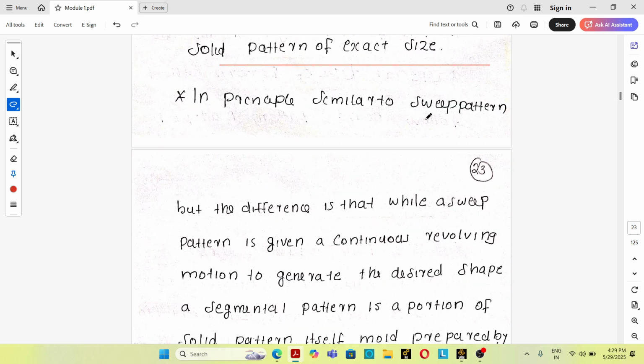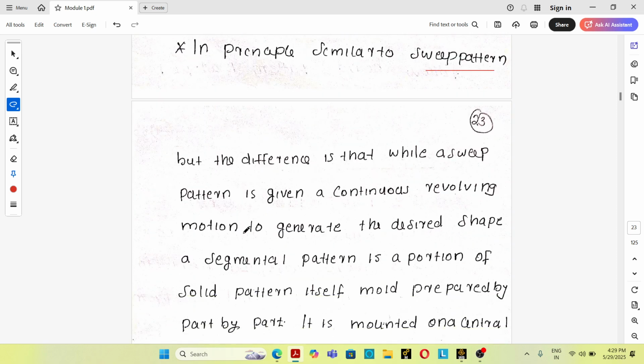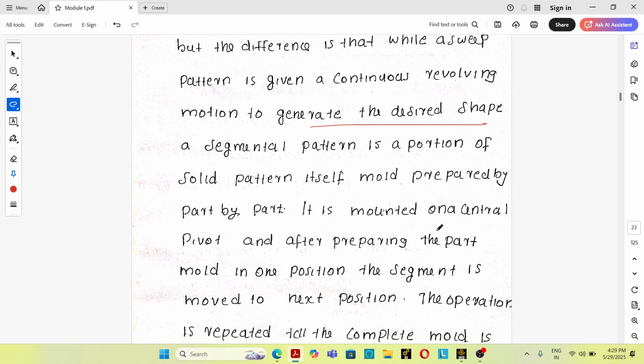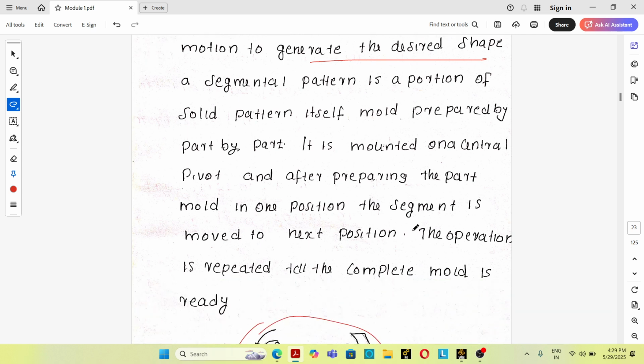So it is basically a sweep pattern, but the difference is, sweep will produce the entire cavity in a single rotation. It will produce the entire cavity. By step rotation, the cavity depth will be increasing. But in segmental pattern, a portion of cavity will be produced. Then that will be placed at another portion. Again it will be rotating, and another portion of cavity will be produced. In this way, step by step, the entire cavity will be produced.